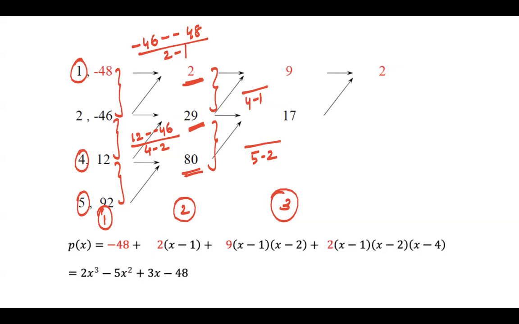Okay, so you have these two entries. Now what will be the difference? 17 minus 9 divided by 5 minus 1. That will be the denominator. Okay, check: is 17 minus 9 divided by 5 minus 1. What is the value?